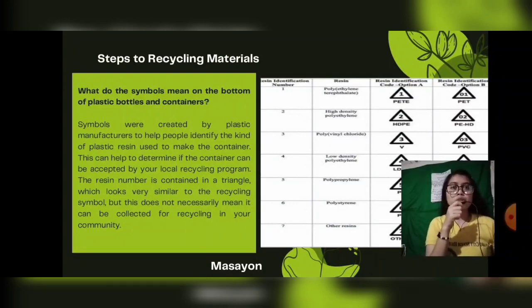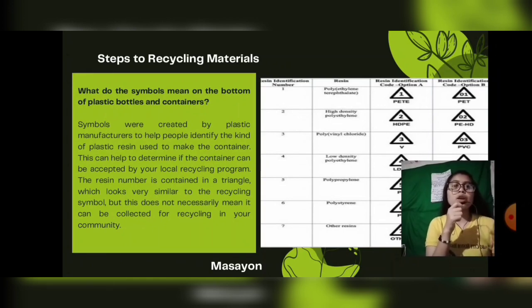What do the symbols mean on the bottom of plastic bottles and containers? As we observe, if you see bottled water like Nature Spring or those soft drinks in plastic bottles, you will see at the bottom symbols like arrows in a triangle. We just keep buying without knowing what they are used for. So now let us find out what those symbols are.